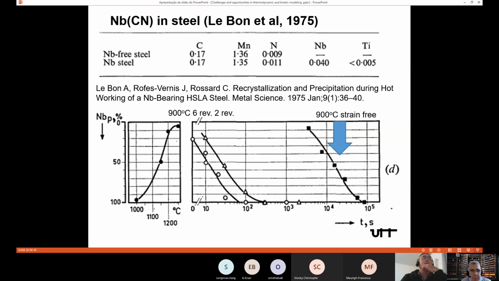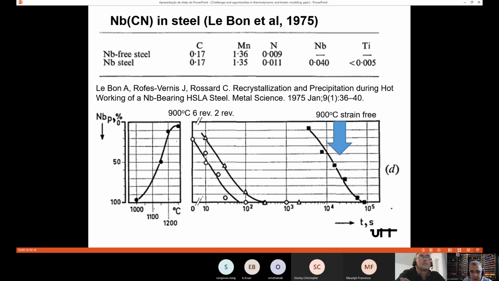I think if you work with microalloys, you're probably familiar with this. They did a wonderful work on precipitation of niobium carbide. This is the niobium in solution, the vertical axis, and niobium precipitated. So it goes from zero, all niobium is in solution, to 100%, all niobium is precipitated. And this is time. So they have the precipitation curve for strain-free austenite. So you go from all niobium in solution to all niobium precipitated.